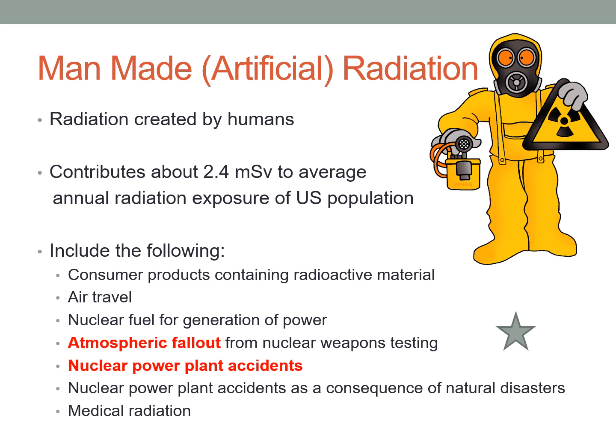So man-made artificial radiation is created by humans and contributes about 2.5 millisieverts to the average annual radiation exposure of the U.S. population. This includes consumer products that contain radioactive material, like makeup a while ago. They used to use radioactive material in that. Anytime you travel on a plane, you're getting radiation. Also nuclear fuel for generation of power, atmospheric fallout from nuclear weapons testing, nuclear power plant accidents like Chernobyl, and of course medical radiation.